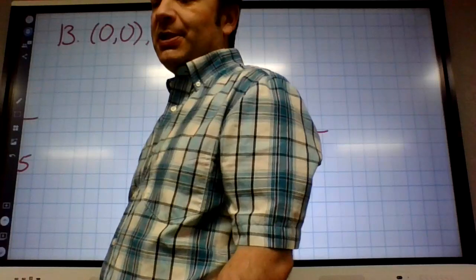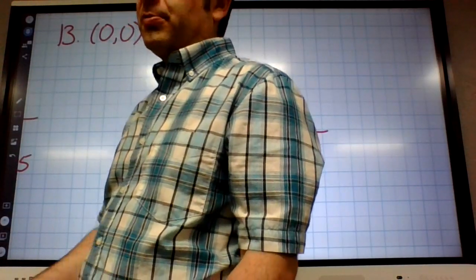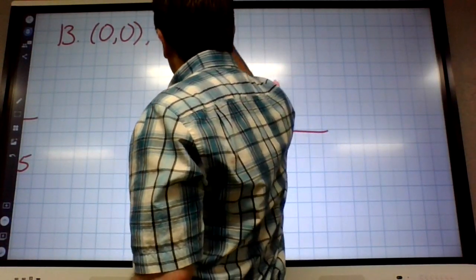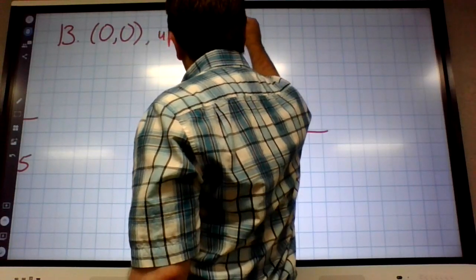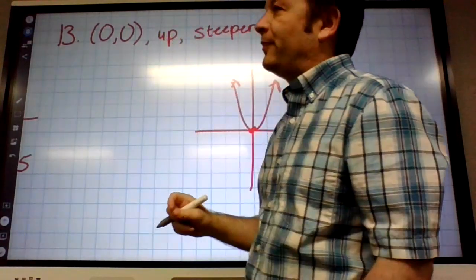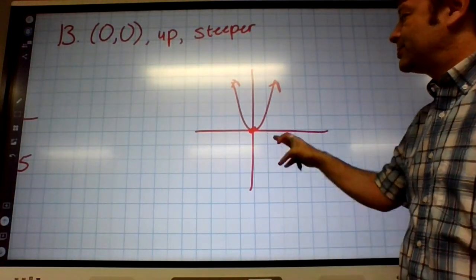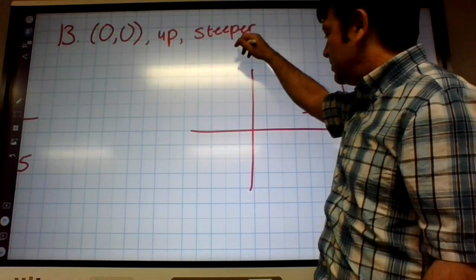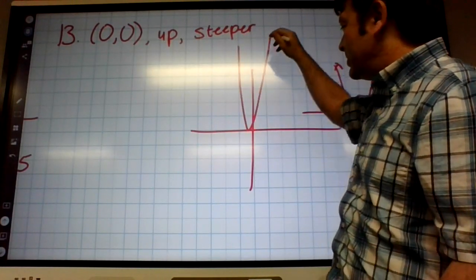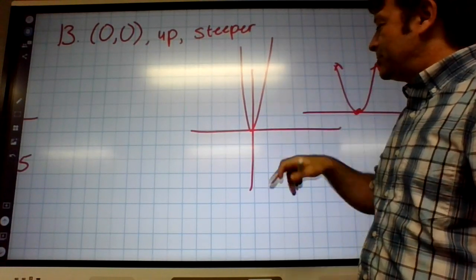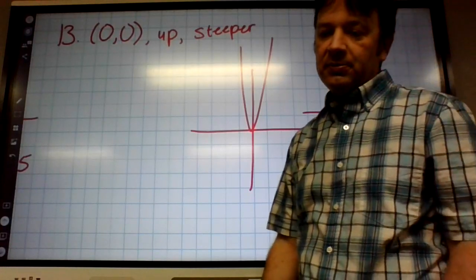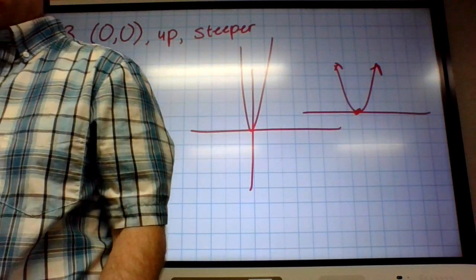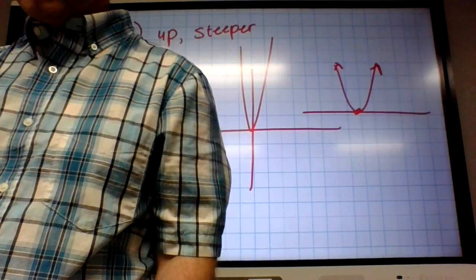Is it going to be steeper, flatter, or the same as a normal y equals x squared? Steeper. Why is it steeper? Because there's a 5 in front of the x squared. The 5 actually makes it go up 5 times as fast, so this would be extremely steep. When you plug in 2, you should get 20. I guess it's not as bad as I thought it was.